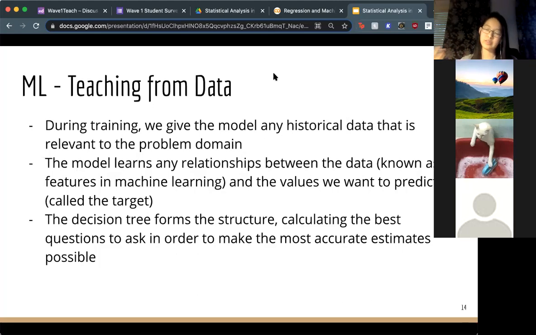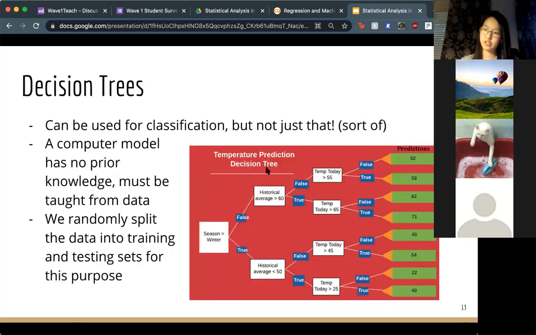In the specific example we're talking about, to generate the decision tree, our idea is to look at what kind of temperature it's going to be tomorrow. The data set we might be working with could be: what's the season? What is the historical temperature during this time of year? What is the temperature today? So we can predict it for tomorrow.